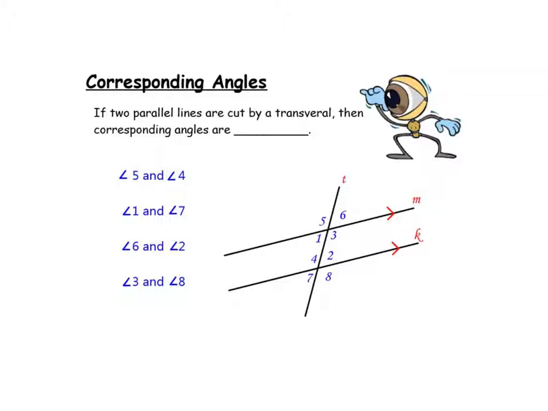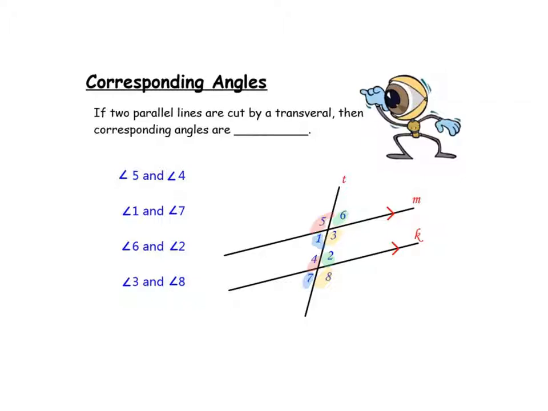So for instance, if you look at angles 5 and 4 here, they're considered to be corresponding because they are both sitting on top of a parallel line and to the left of a transversal. Okay, so we have 5 and 4. Then we have 1 and 7. Those are called corresponding. We have 6 and 2. Those are corresponding. And finally we have 3 and 8. So the names of those are just corresponding angles.